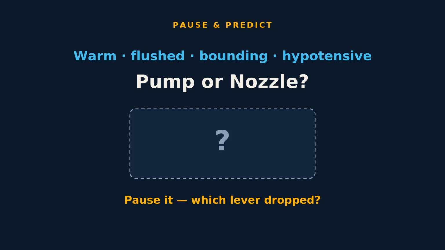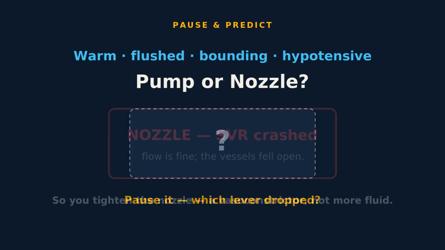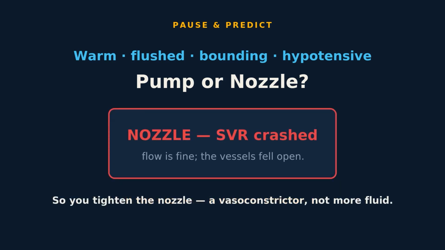So, your septic patient is warm, flushed, bounding pulses, and hypotensive. Pause. Which lever dropped? The pump or the nozzle? The nozzle. Warm and bounding tells you blood is flowing. The pump's fine, often even cranking harder to compensate. It's the vessels that fell open, SVR crashed, which is exactly why you reach for a vasoconstrictor. You're tightening the nozzle. We'll build that whole story in the vasoactive series.